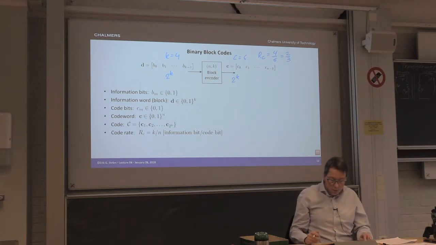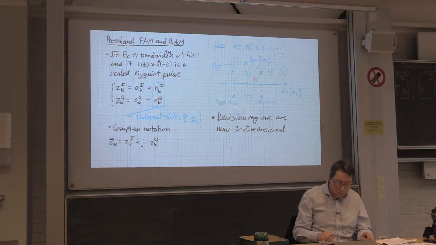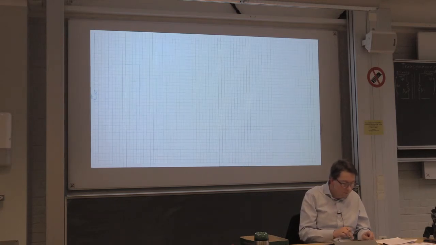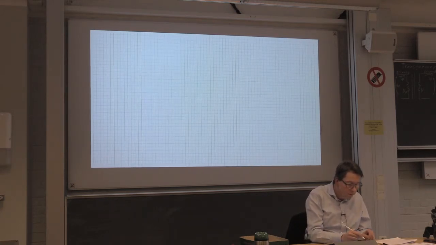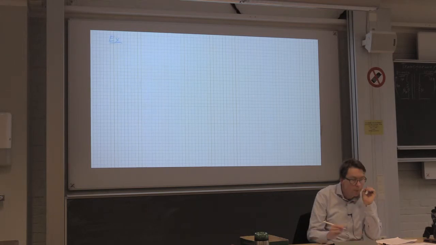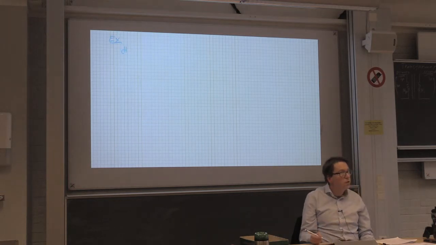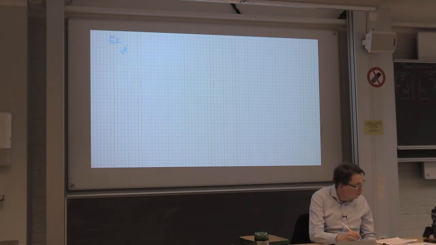Okay, so let's have a look at this. A small example might illuminate what's going on. So a simple example: the input to the block encoder is this information bit word. And suppose it's a 2-bit word, so it's 0 0, 0 1, 1 0, or 1 1. Okay, so these are the possible inputs.